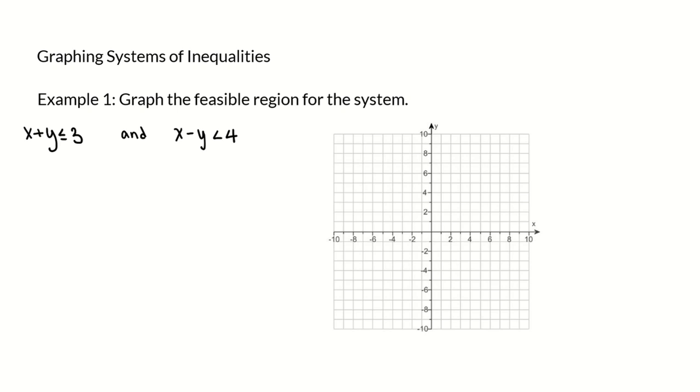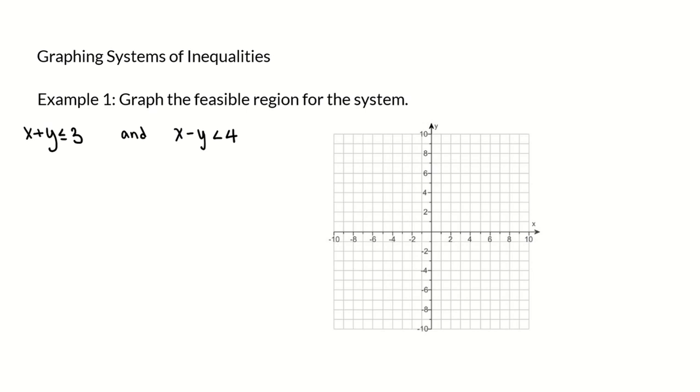When graphing a system of inequalities, we follow the same rules as when we graph a single inequality in two variables. It's just that we graph multiple inequalities on the same graph. And the solution area, or the feasible region, would be wherever the shaded regions overlap. So we start by getting all equations into slope-intercept form.